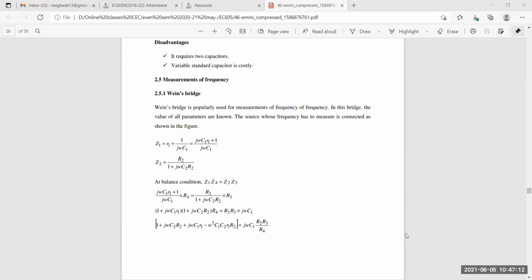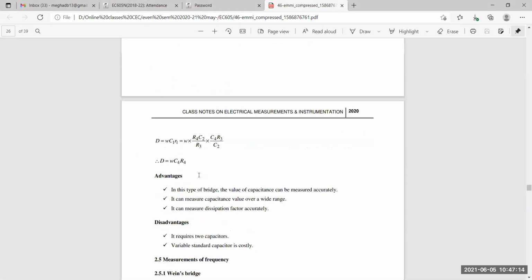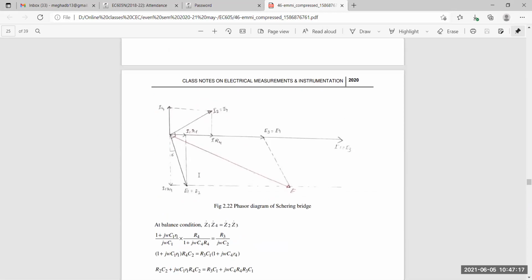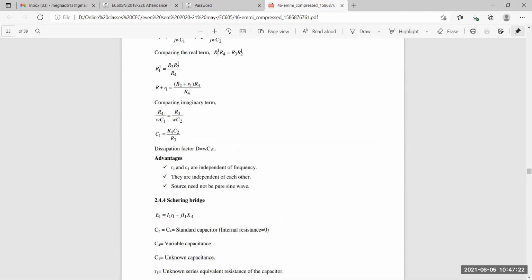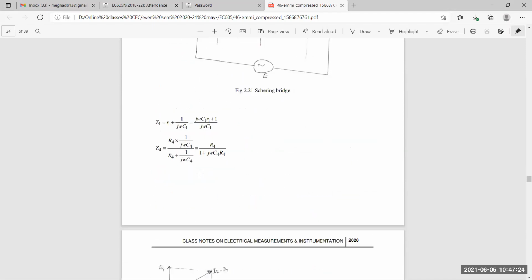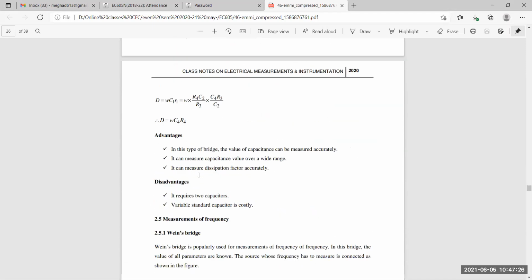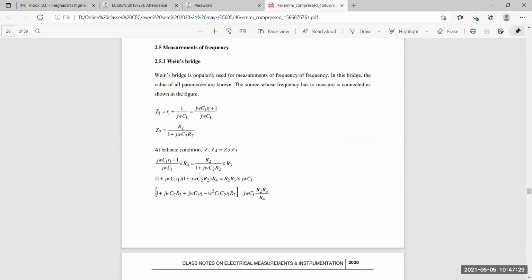And for Anderson and D T, what is used for? Capacitance, isn't it? Anderson and D T. Sharing is also capacitance. What is the formula of dissipation factor in sharing bridge? Tell me. This formula I have derived for you also. In sharing bridge, what is the formula for dissipating factor? D1 equals omega R4 into C4.